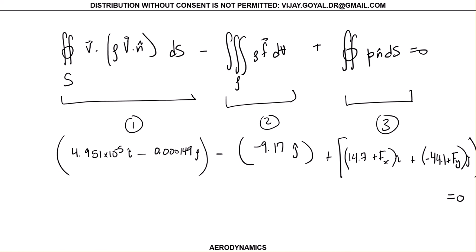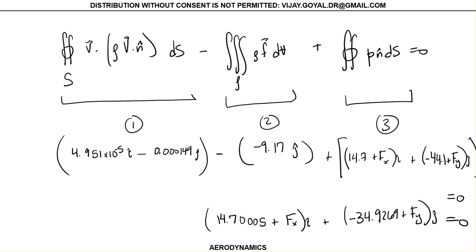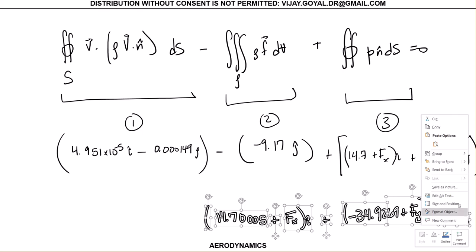So we combine all these terms, we add all these terms together, and you find that the whole thing is equal to 14.7005 plus Fx in i plus minus 34.92869 plus Fy in j is equal to zero. So solving now for what we are looking for, the only way this can be zero is if each one of these individually is equal to zero.